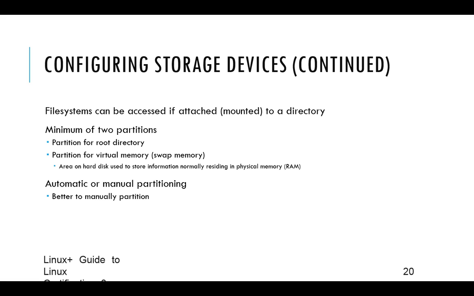File systems in themselves can be attached or mounted to any directory. Just like you're mounting a hard drive to a directory, a file system can be mounted as well. You can have a minimum of 2 different partitions. You have to have one for the virtual and one for the root. Okay.